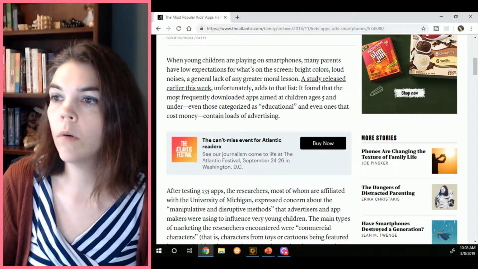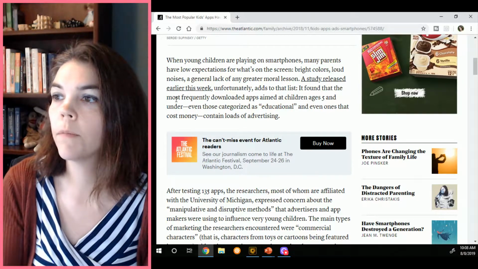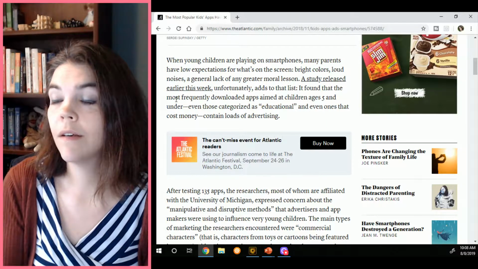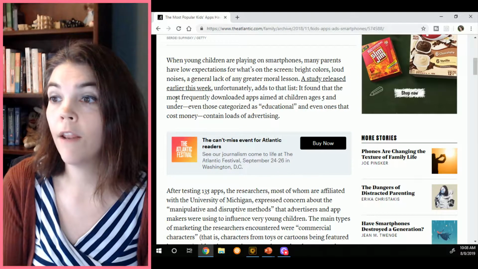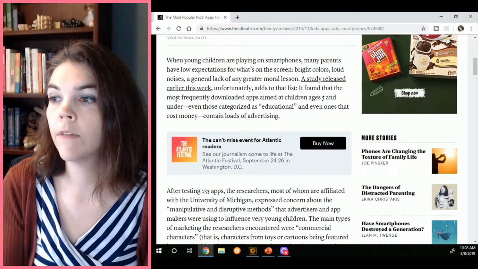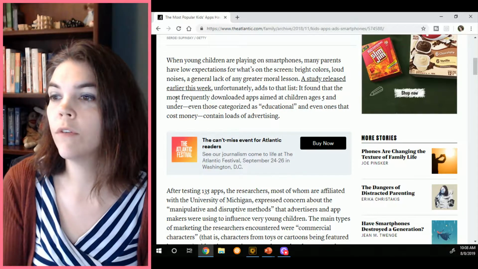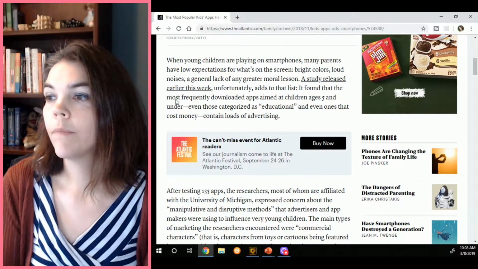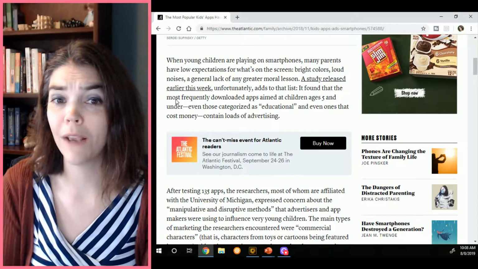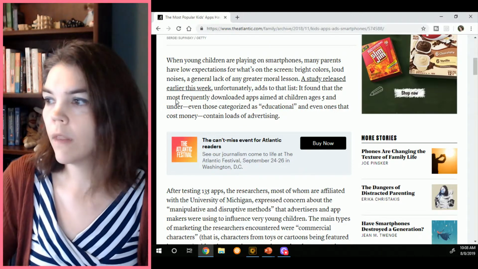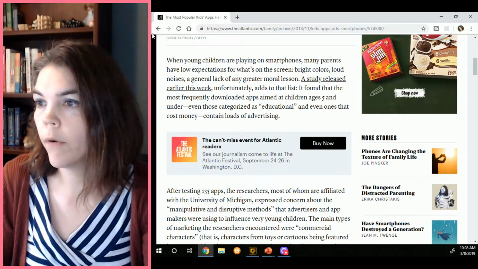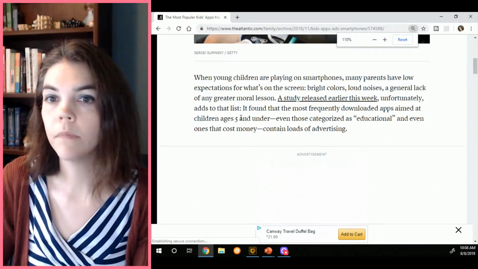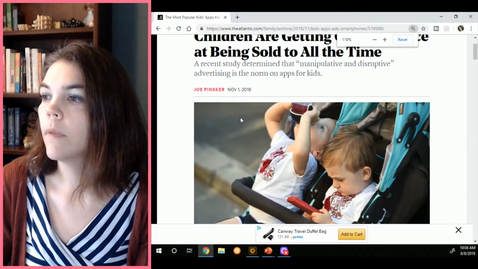All right, so let's look at our first couple paragraphs. It found that the most frequently downloaded apps aimed at children 5 years and under contain loads of advertising. Well, another reason not to give your child your phone, I guess, right? Okay, I'll make this a little bit bigger for you, if I can. There we go.